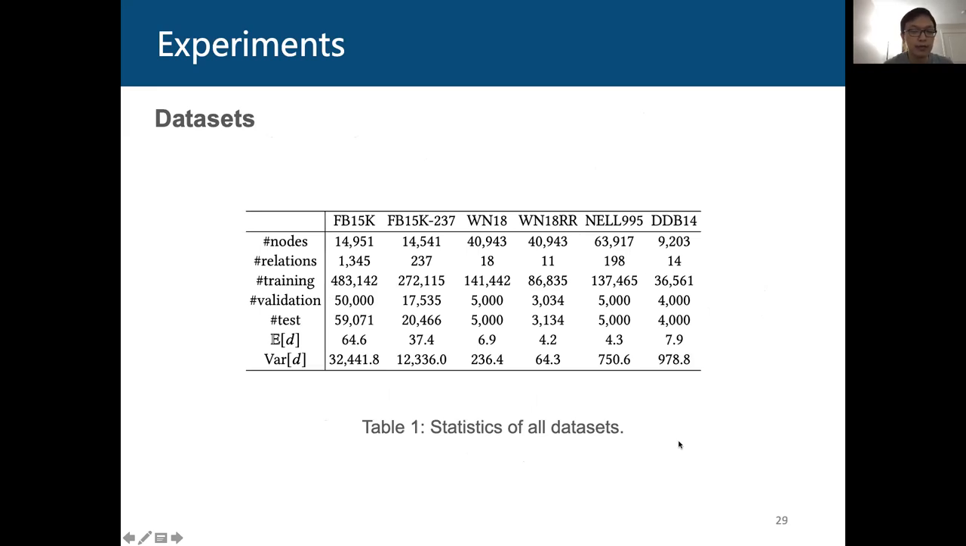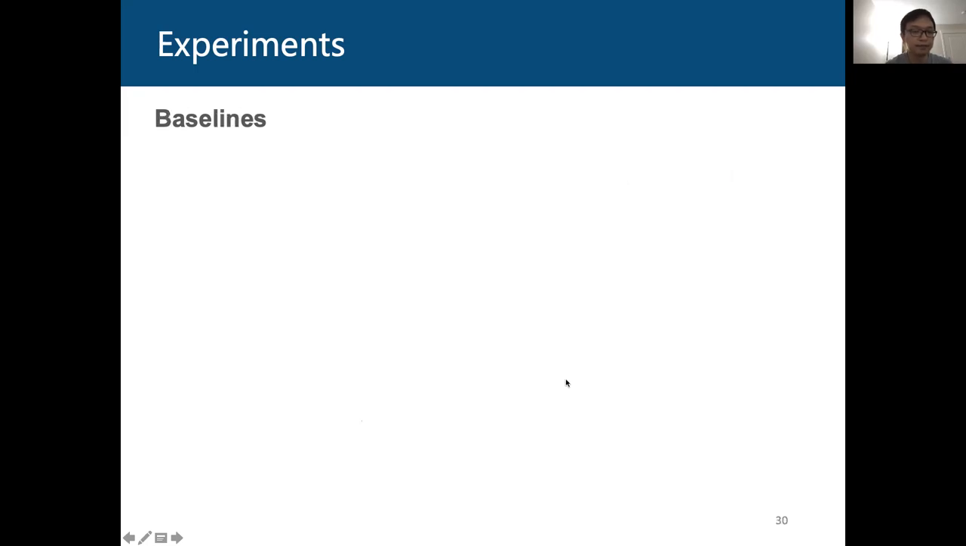Okay, so now I'll introduce the experiments. We did experiments on six data sets, where the first five are standard knowledge graph benchmarks, and the last one, DDB14, is proposed by us. DDB14 is collected from the Disease Database, which is a medical database containing terminologies and concepts such as diseases, symptoms, and drugs, as well as their relationships. This table shows the statistics of these six data sets.